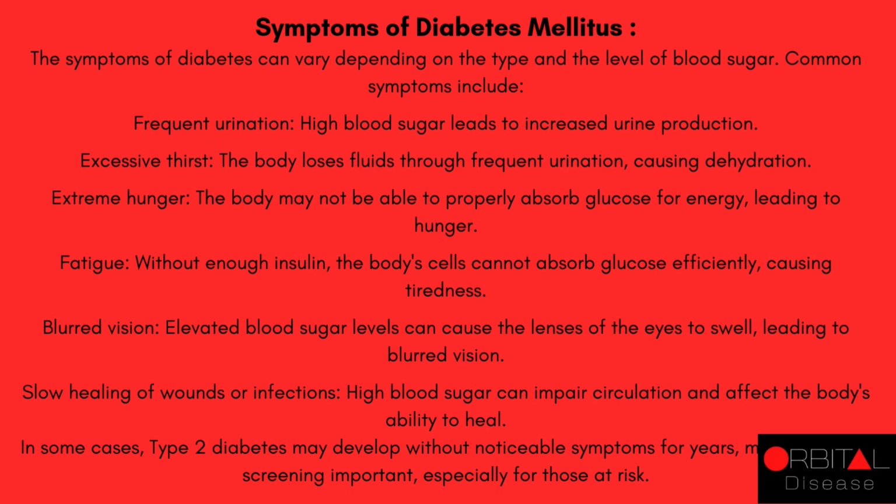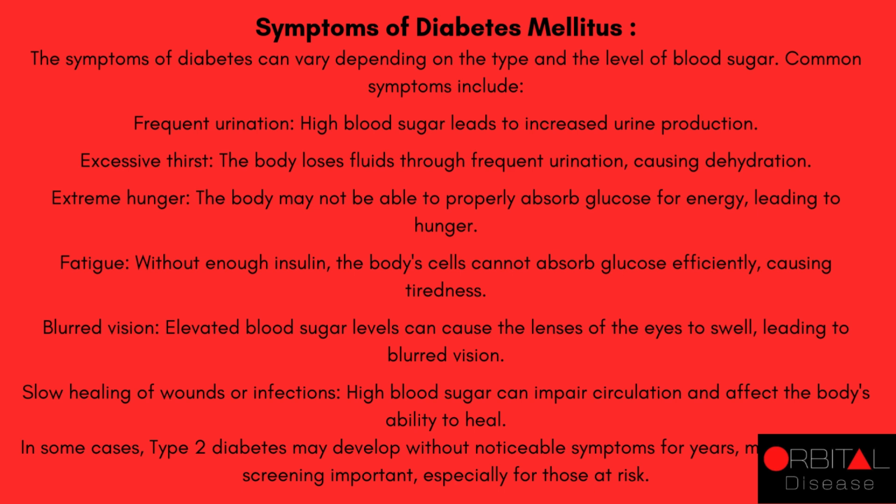Symptoms of diabetes mellitus. The symptoms of diabetes can vary depending on the type and the level of blood sugar. Common symptoms include frequent urination. High blood sugar leads to increased urine production. Excessive thirst. The body loses fluids through frequent urination, causing dehydration. Extreme hunger. The body may not be able to properly absorb glucose for energy, leading to hunger. Fatigue. Without enough insulin, the body's cells cannot absorb glucose efficiently, causing tiredness.